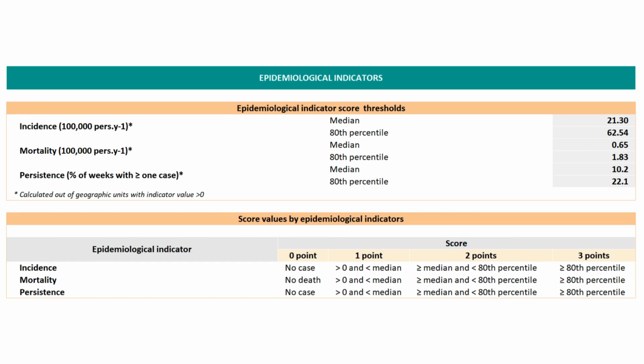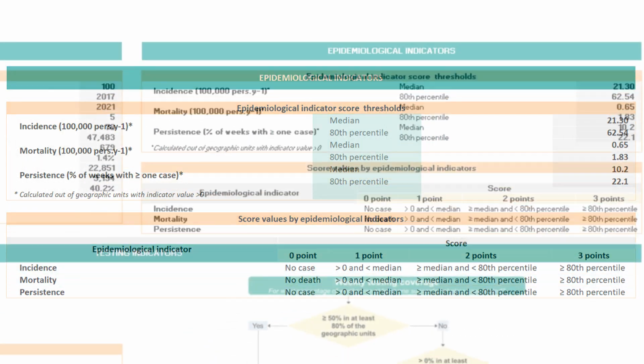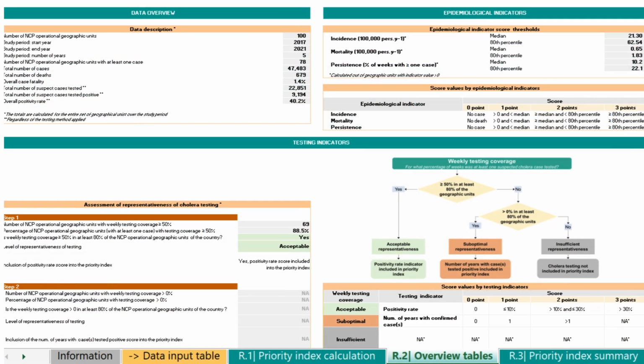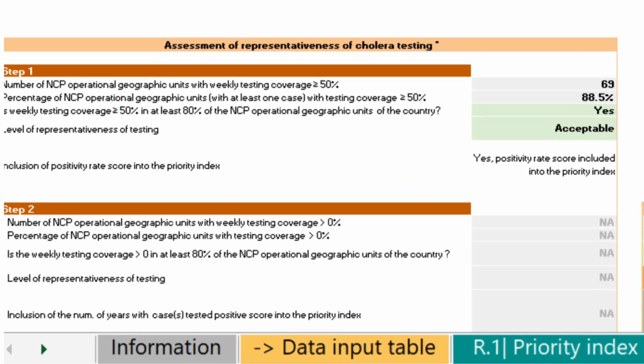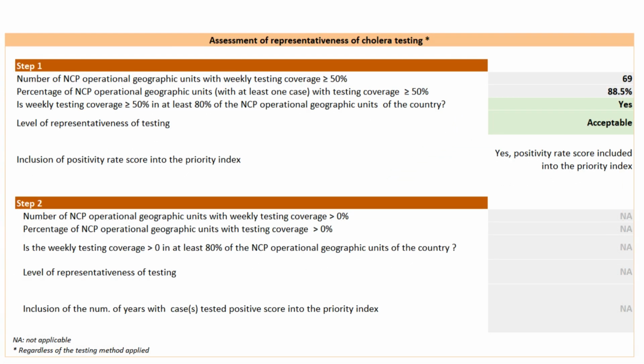The scoring scale of each epidemiological indicator depends on the median and 80th percentile value that are specific to your dataset. The last section shows how testing indicators have been handled in the analysis. Whether or not a testing indicator can be included in the analysis and, if so, which testing indicator depends on the representativeness of cholera testing in your dataset.